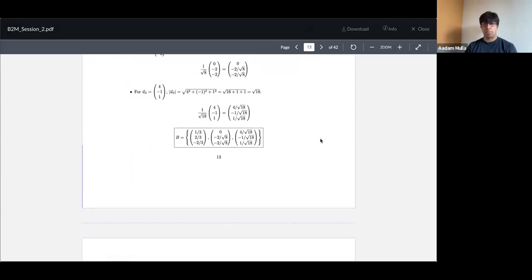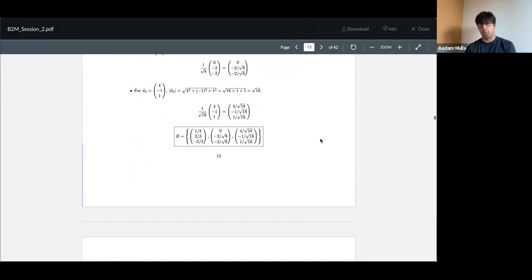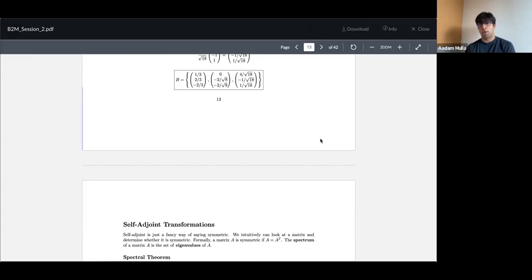So that's what the Gram-Schmidt process is. It allows you to take a set of linearly independent vectors. They must be linearly independent to begin with, and turn them all orthogonal to each other. And then finally, you can normalize and turn them orthonormal. Any questions about Gram-Schmidt?